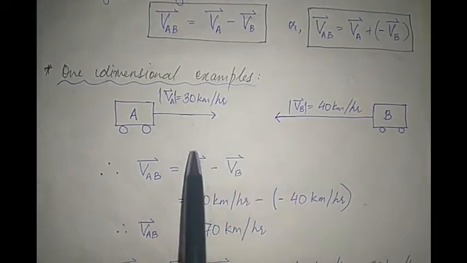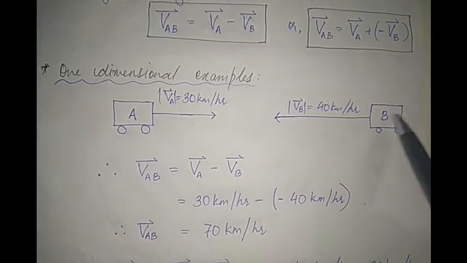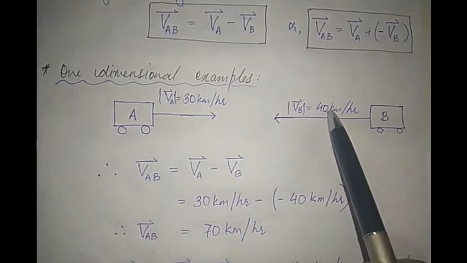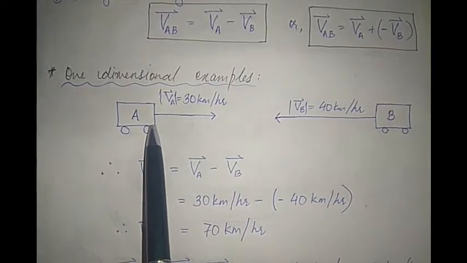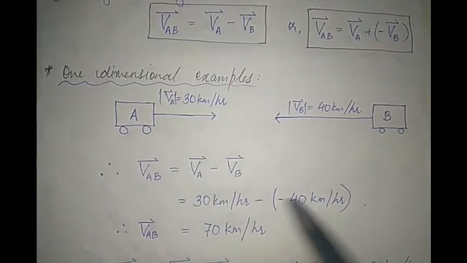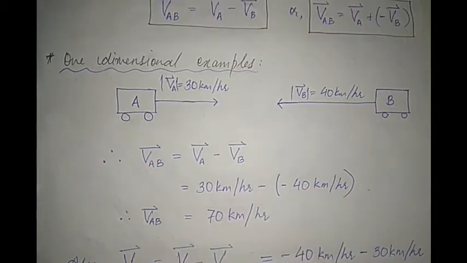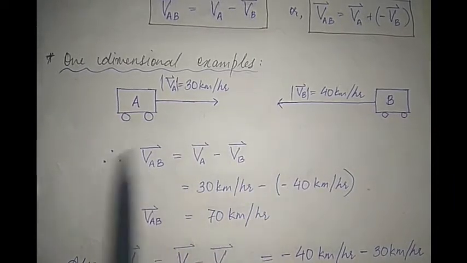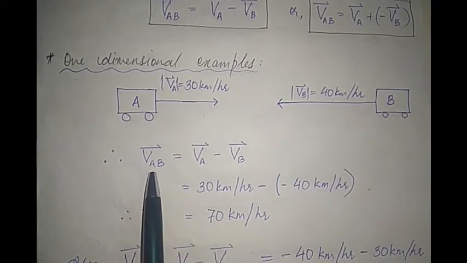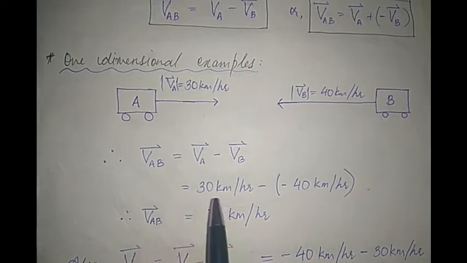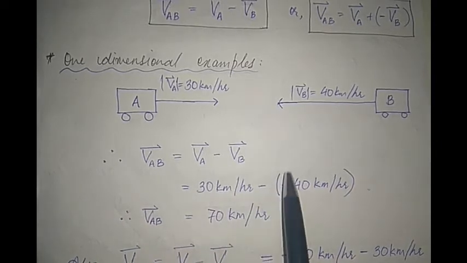This whole scenario is like you are inside car B, moving with a velocity of 40 kilometers per hour, and you're looking at car A coming towards you. So what does it seem like to you from inside car B? That's the case we are dealing with. So now, substituting the values of VA and VB in this formula, we get the relative velocity of A with respect to B is given by 30 kilometers per hour minus 40 kilometers per hour.